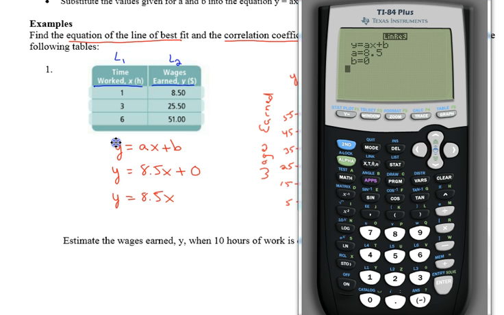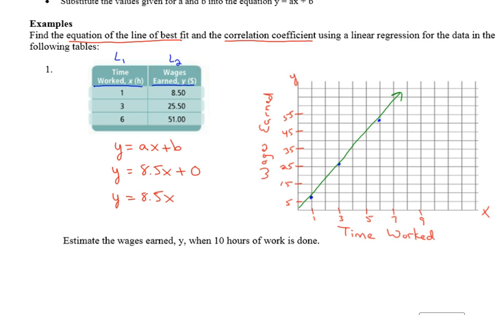So y equals 8.5x is the exact equation for the line that we sketched on our scatter plot. Now, yesterday we also talked about what kind of correlation those data points have, and we said that that was a positive correlation because both variables are increasing. What we want to do is get a more exact value for that correlation. That's called the correlation coefficient.